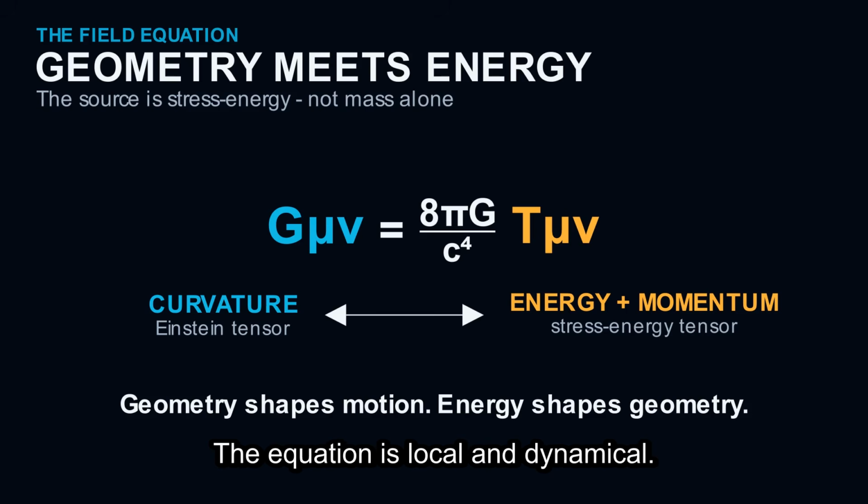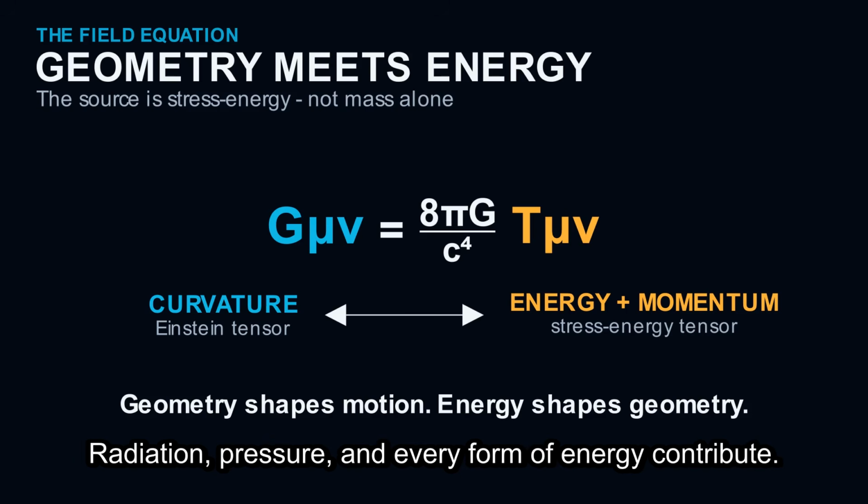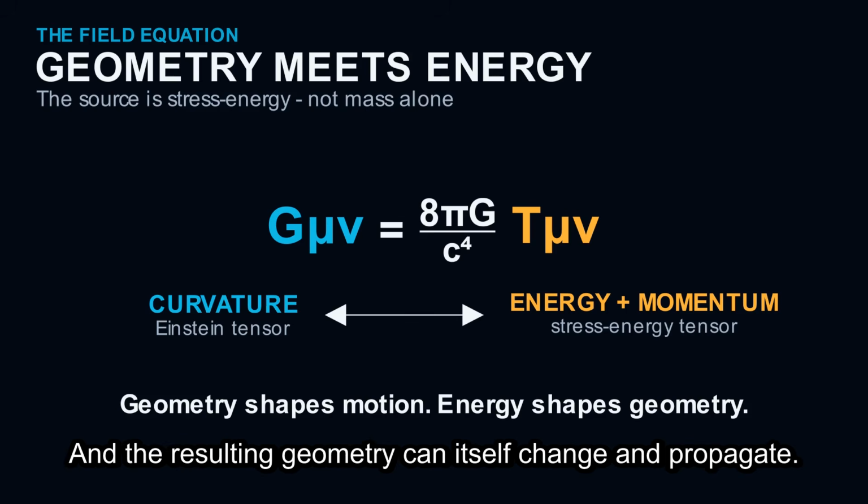The equation is local and dynamical. Matter is not the only source. Radiation, pressure, and every form of energy contribute. And the resulting geometry can itself change and propagate.